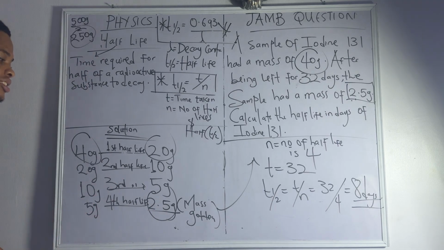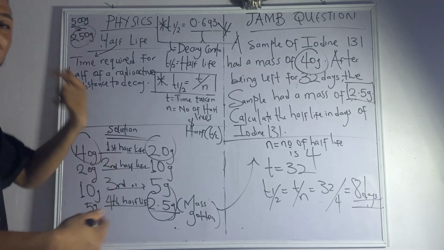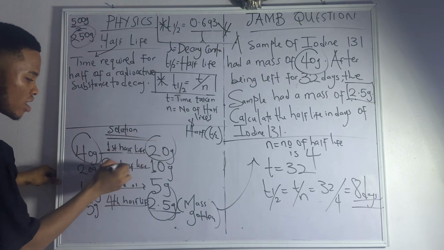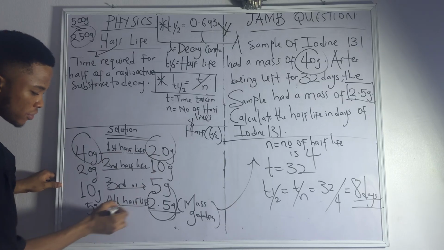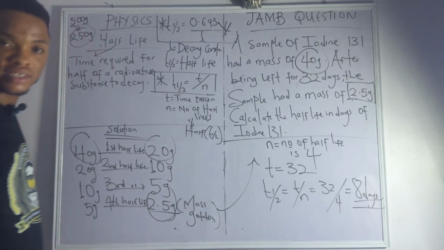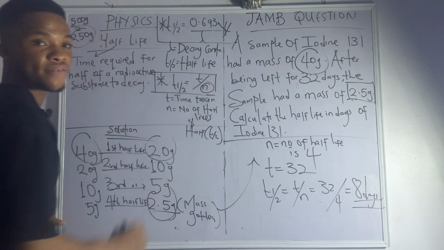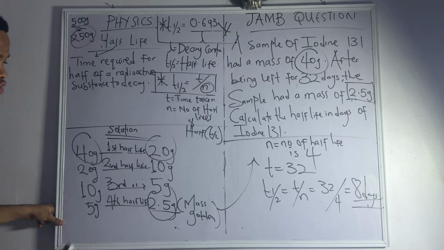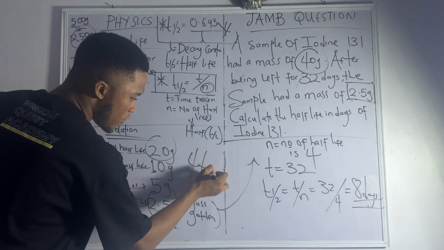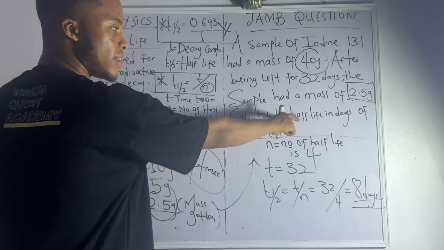Now, after doing it, how many times did you divide it by half? Like how many times did you keep doing half? It's 4 times. First half-life, second half-life, third half-life, fourth half-life. So you divided this element 4 times. That 4 is what I told you is the number of half-lives, n. Now, that's to calculate the half-life of the iodine.